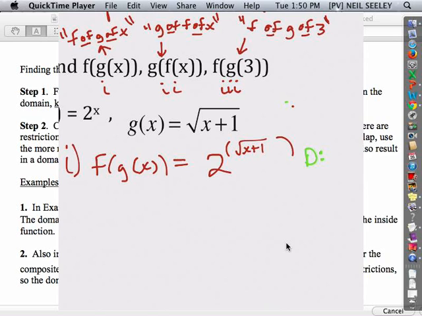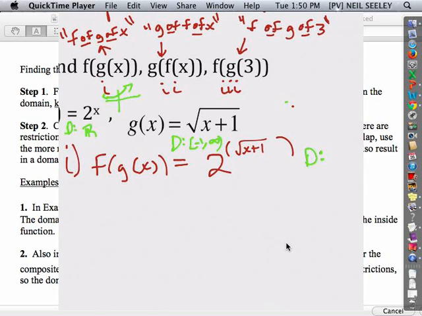D, domain. You look at the originals. You realize the domain on g of x is definitely restricted. We did it before. It's -1 to infinity, including -1. It's basically any number bigger than -1. 2 to the x, that is all reals. It's the exponential function that we graphed yesterday. x can be anything. So the domain on that one's all real.